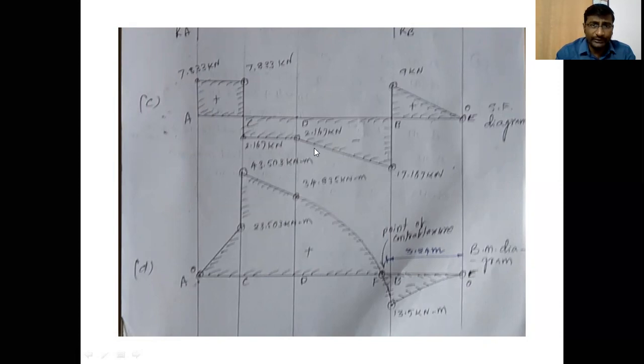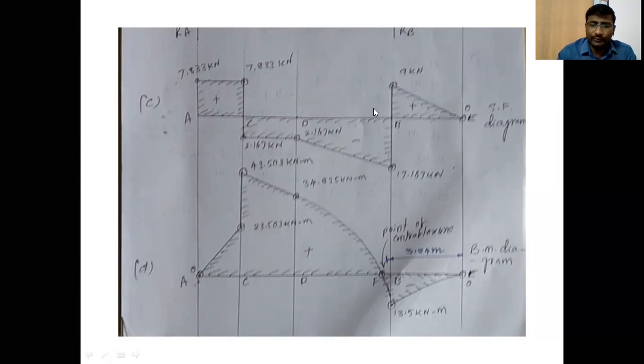B to D is also an inclined straight line because the UDL is acting between D and B, and a horizontal line between D and C, then suddenly the shear force changes due to the point load of 10 kilonewtons, and a horizontal line, and close it. So this is the shear force diagram. The shear force is negative from C to B, and between B and E and between A and C it is positive shear force. Clear, students? This is the shear force diagram.